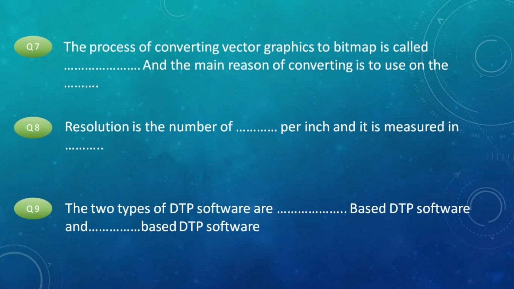The answer for these questions: the process of converting vector graphics to bitmap is called rasterizing, and the main reason of converting is to use on the web. Resolution is the number of pixels per inch and it is measured in DPI, dots per inch, or it is also measured in PPI, pixels per inch. The two types of DTP software are graphical based DTP software and layout based DTP software.